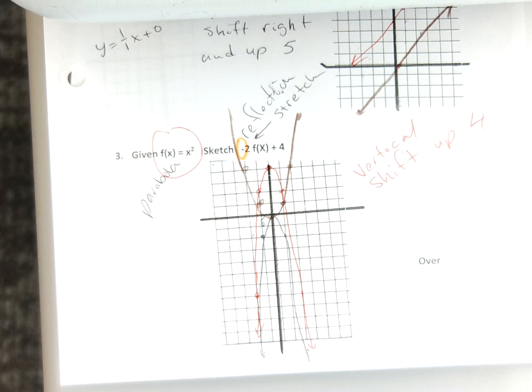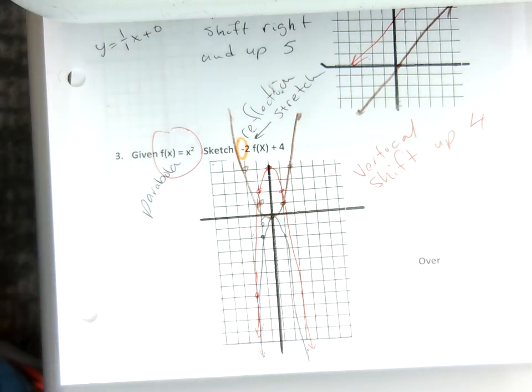First, reflected. Then I made it twice as tall. I stretched it. And I took that graph and moved everything up 4. Okay? You see it? And it is kind of a pain to do in 3 steps, but if you do it in 3 steps, you can see everything that's going on, right?